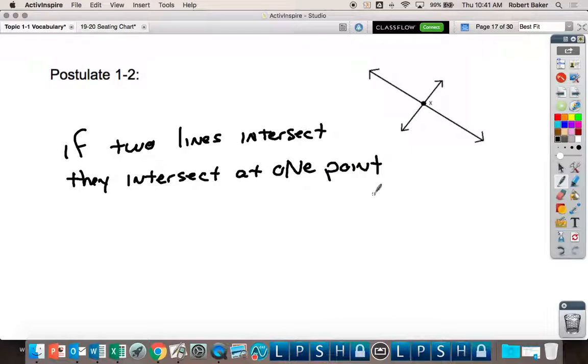If 2 lines intersect, they intersect at one point. Does that seem kind of like a duh thing? Or no? It does? And it's not supposed to be. Why would we take time and actually say that?